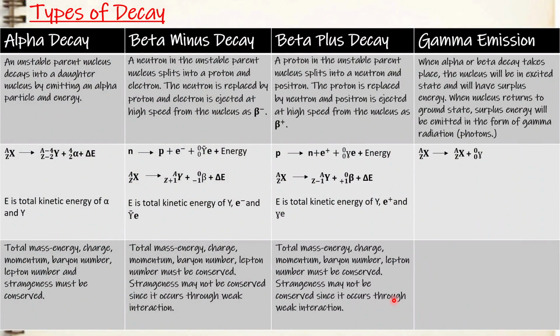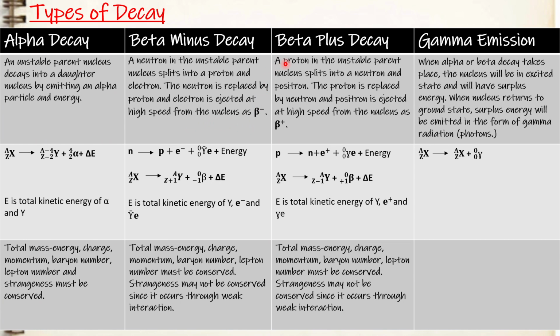Now we come to the types of decay. We have alpha decay, beta minus, beta plus, and gamma emission. Now alpha decay is basically an unstable parent nucleus decaying into a more stable daughter nucleus by emitting an alpha particle and energy, and beta minus is a neutron in the unstable parent nucleus splitting into a proton and electron. Neutron is replaced by proton and electron is ejected at high speed from the nucleus as beta minus.